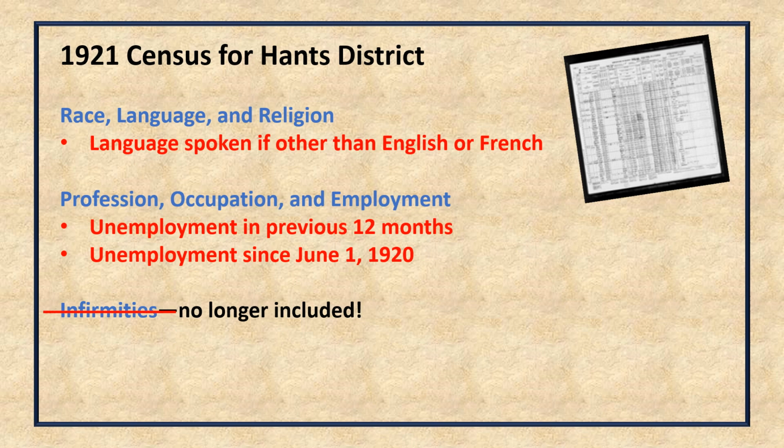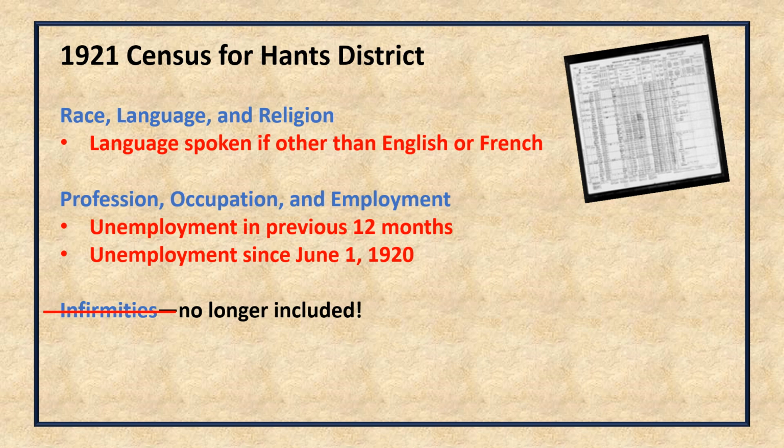There is more detail requested for languages spoken, probably reflecting immigration from other countries where English is not the official language, and perhaps also a result of migration following the war. Regarding employment, earnings, and unemployment, specific questions ask about unemployment status over the previous 12 months and since June 1st, 1920. A significant change is that the questions about infirmity were dropped from the 1921 census.